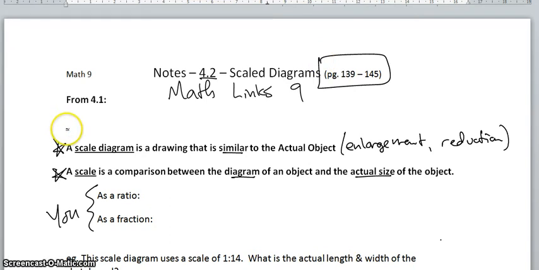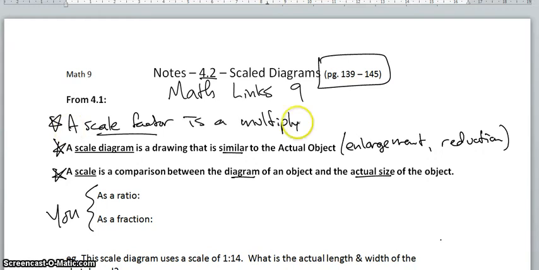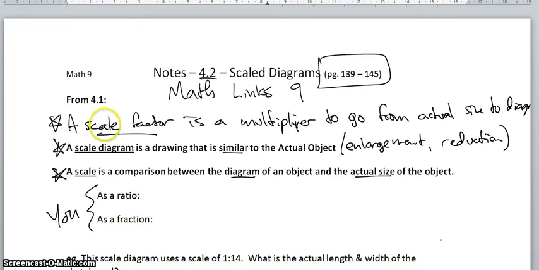A scale factor, I'm going to add in a scale factor here. A scale factor is a multiplier to go from actual size to diagram. Oops, ran out of space there. But that's what we've used before. And in reality, as we go through this, we're going to start off by using this scale as a scale factor.